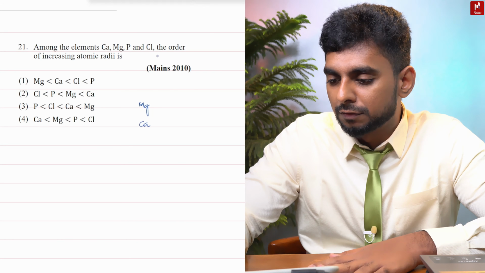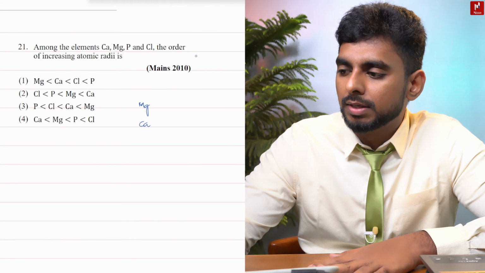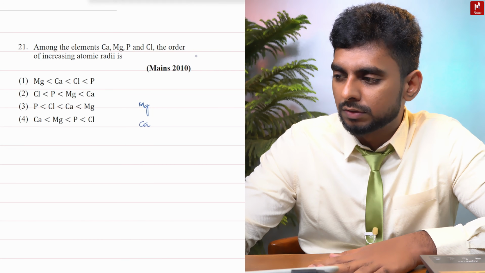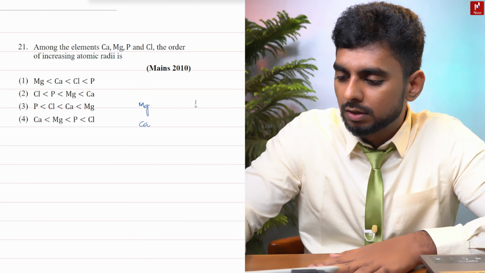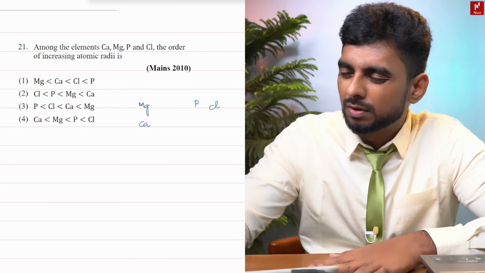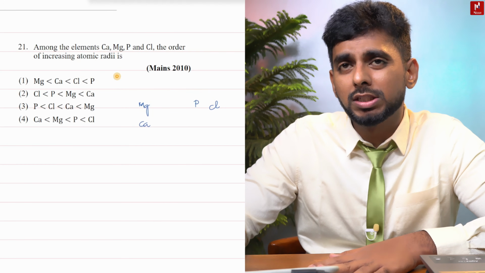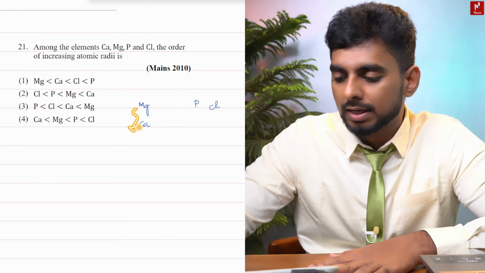Then phosphorus and chlorine: the period goes sodium, magnesium, aluminum, silicon, phosphorus, sulfur, chlorine. So first you have phosphorus, then chlorine, and in between you have sulfur, which we don't need to worry about. I just need the increasing atomic radii. Across the period, it decreases. Down the group, it increases.